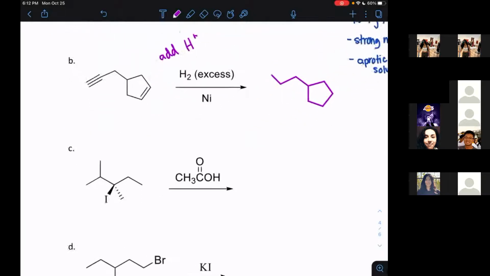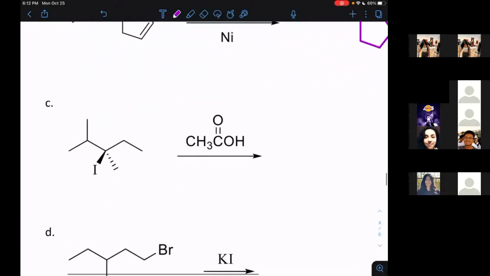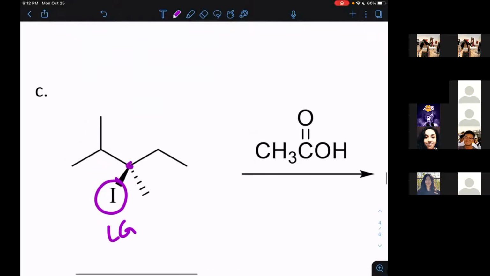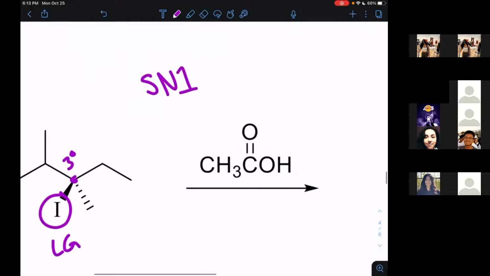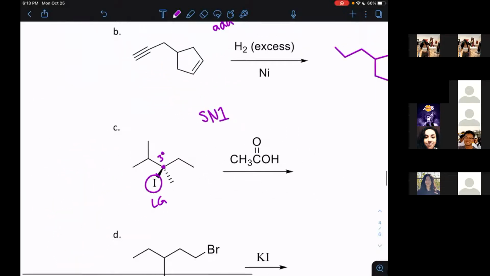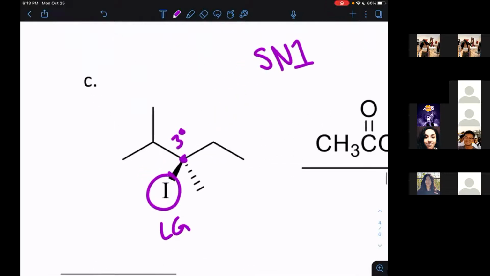Okay, for this one, let's see. Iodine is a good leaving group, and it's attached to a 3-degree carbon, so it's going to be SN1. It's going to be SN1, so I'll just take this.